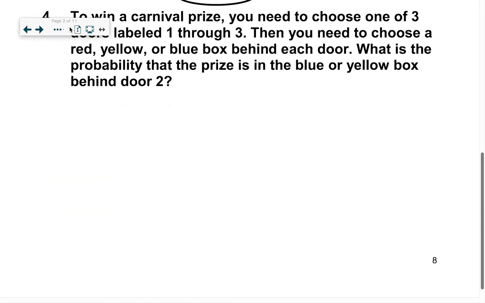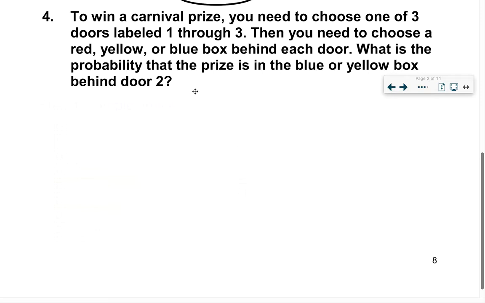To win a carnival prize, you need to choose one of 3 doors labeled 1 through 3. Then you need to choose a red, yellow, or blue box behind each door. What is the probability that the prize is in the blue or yellow box behind door 2? Remember that "or," it will become very important later on.